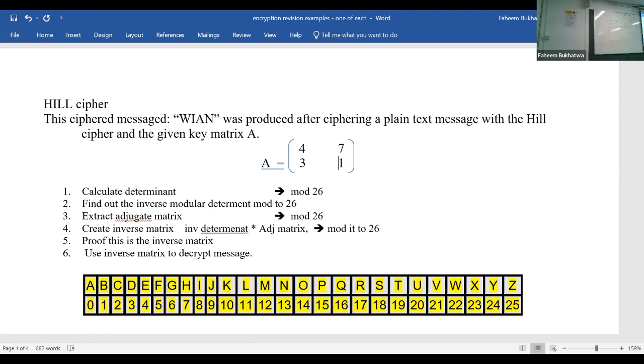First work out the determinant. You got the determinant minus 17, you have to convert that first into a positive number. Okay. Now the determinant is 9. Now we want the inverse of this determinant. Which is 3. 27 mod 26 is 1. That's good. Yeah, not 1 over 3. And that's the adjugate.